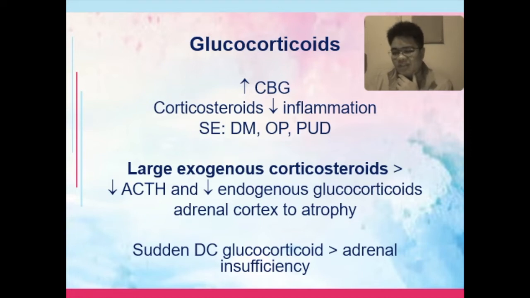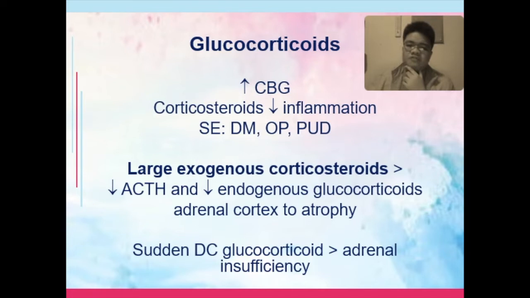Now, the side effects of your exogenous corticosteroids would involve diabetes mellitus, osteoporosis, and even peptic ulcer disease. So class, the same thing would happen if there is hypersecretion of your glucocorticoids inside your body. Your patient would manifest with diabetes-like symptoms such as the increase of your blood sugar. It would make the bone brittle because it increases the osteoclastic activity, and it would increase your risk for ulcer.